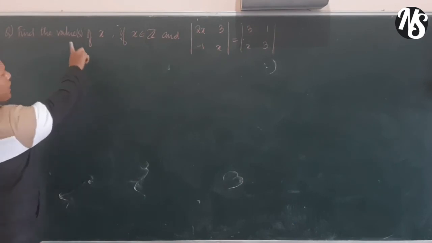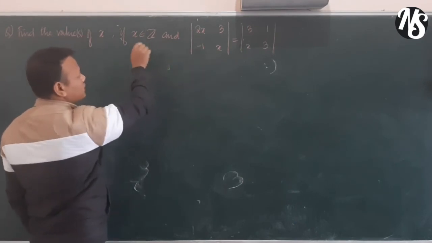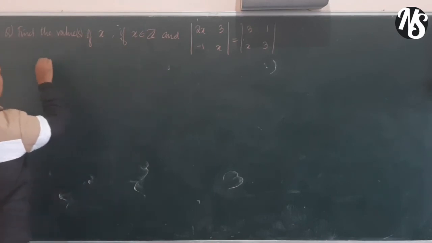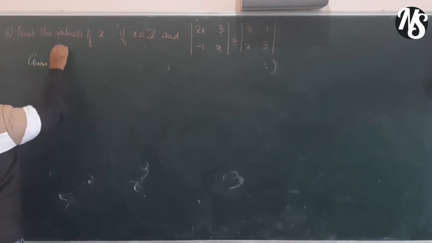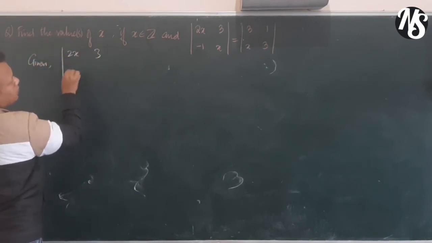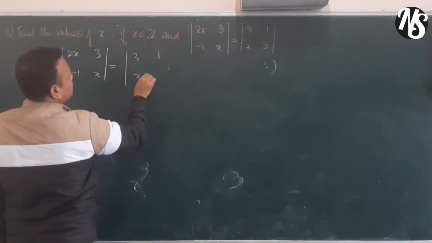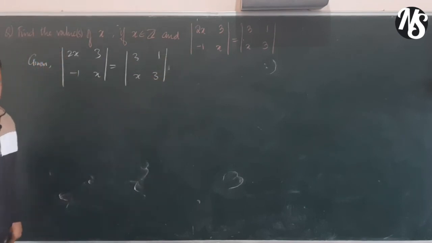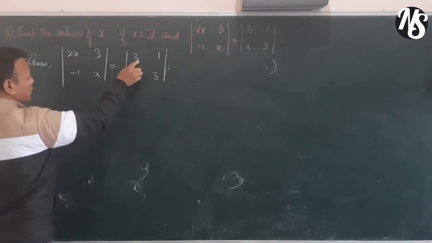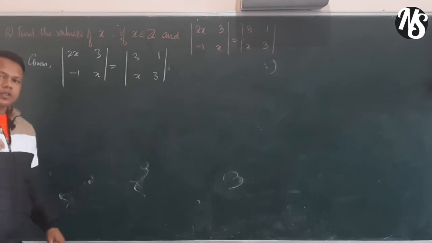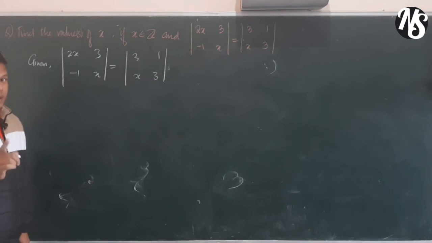Find the value or values of x when x belongs to the set of integers. Given is the determinant |2x, 3; -1, x| equals the determinant |3, 1; x, 3|. Now earlier in matrices, what we used to do is take this equal to this, that's how we used to do. But in case of determinants, you are not allowed to do that. Be very careful if it comes in the exams.